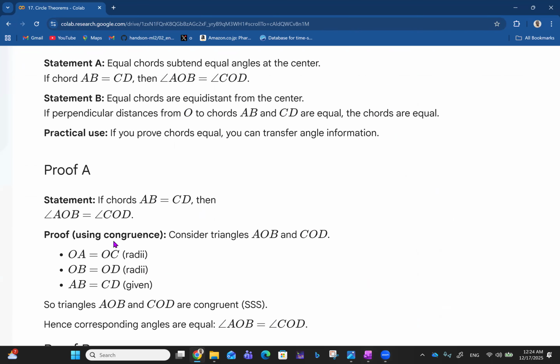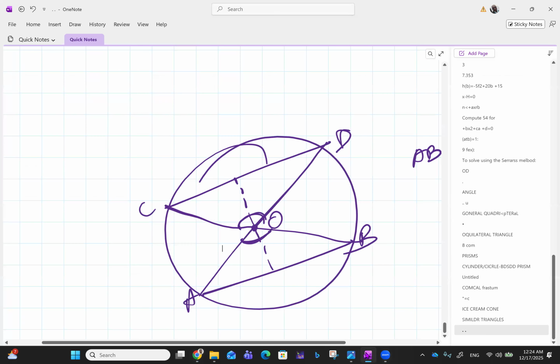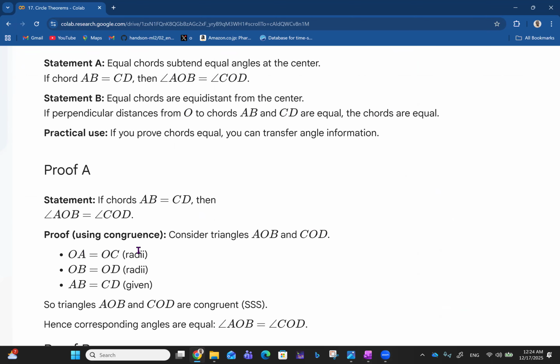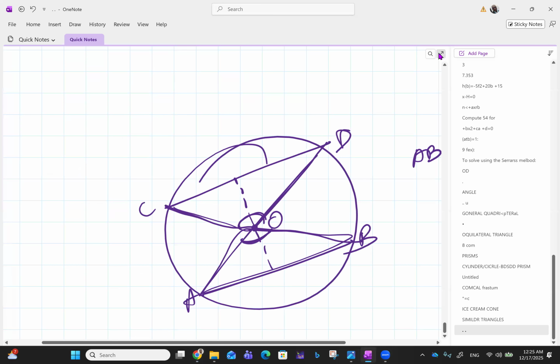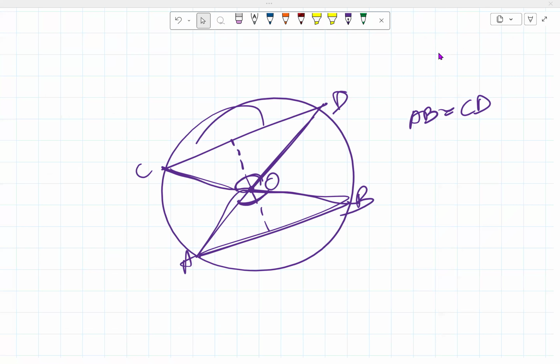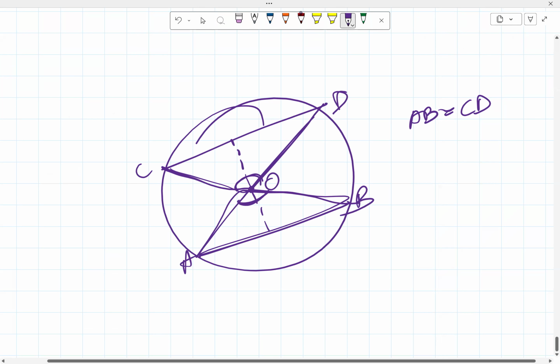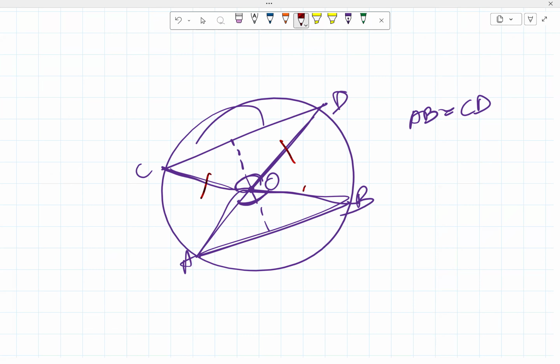The proof for that is to consider triangles AOB and COD. If you look at angle AOB like this and angle COD that way, that's what we're considering. Then OA is equal to OC, OB is equal to OD, and AB is equal to CD, given. So I'll read the proof. It is established, of course, that this and this are the same because they are both radii. This is also equal to this.